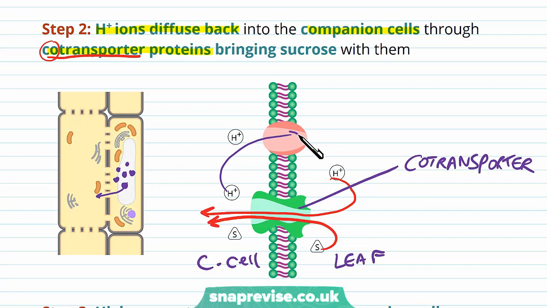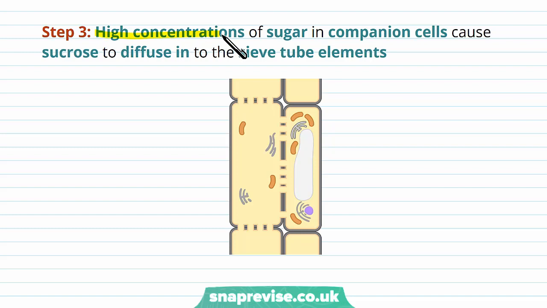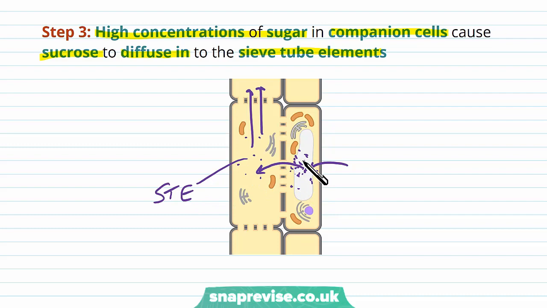And then finally, in step three, the high concentrations of the sugar in the companion cells, which are building up, cause the sucrose to diffuse naturally into the sieve tube elements, and then they can join the flow of the sap. So remember, we've got this buildup of sucrose in the companion cell from the leaf tissue, and because there is less in the sieve tube elements, as it's moving on very quickly, there's a buildup of sucrose here, and so they diffuse down their gradient from an area of high concentration to an area of lower concentration. And then, this being the sieve tube element, you've got the sucrose in here, and any other assimilates that you found. Now it can go up or down through these sieve plates to wherever it needs to go.